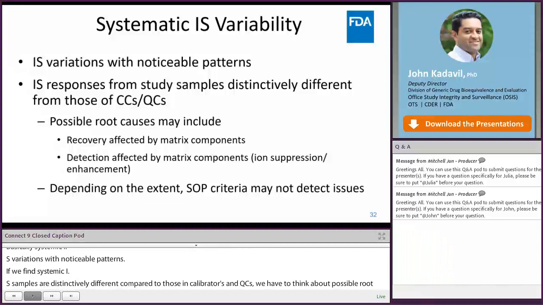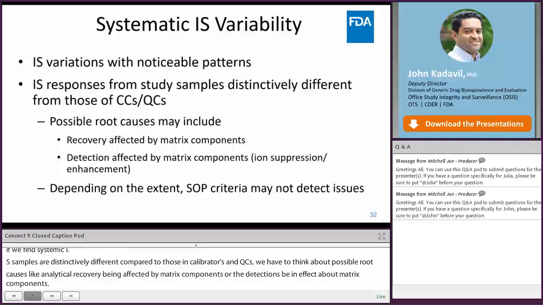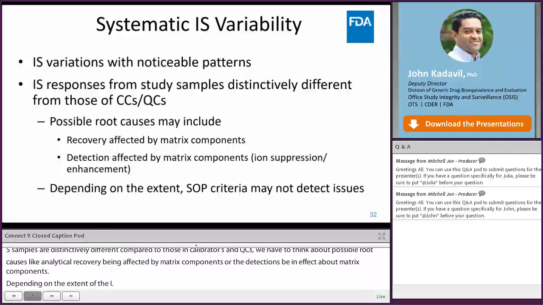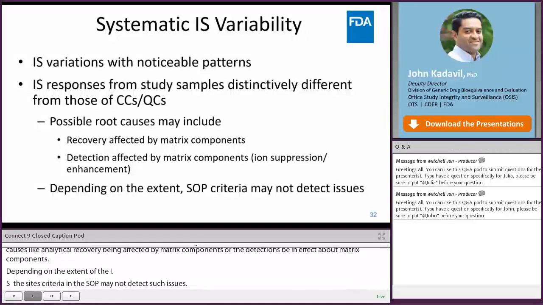Depending on the extent of the IS variability, the site's a priori criteria in their SOP may not help detect such issues. As Julia mentioned during her presentation, documentation at the site can be very helpful when investigating such instances during study sample analysis and when assessing any potential impact on the data.